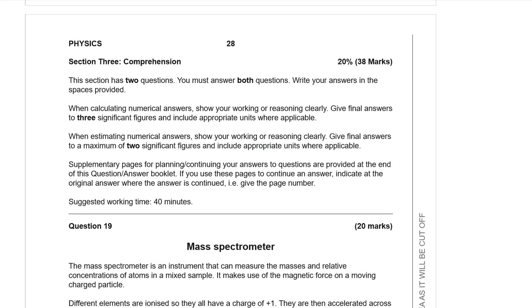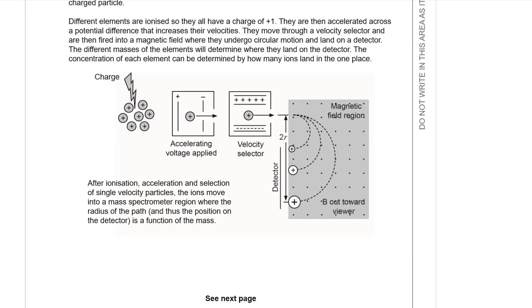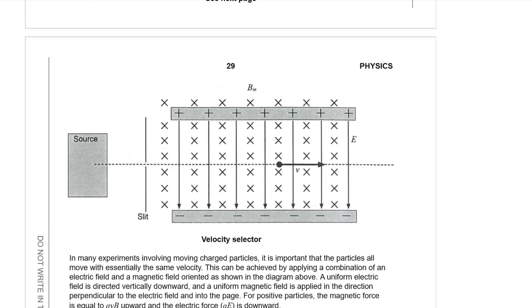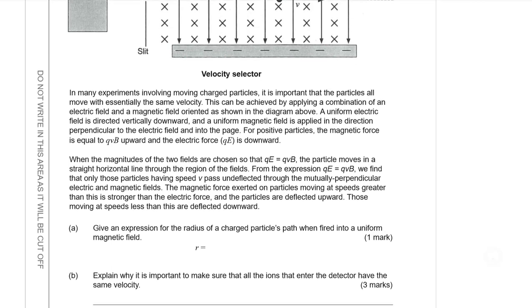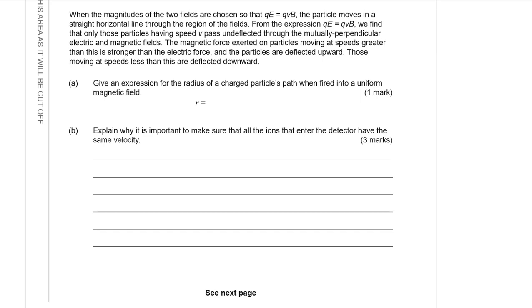Okay, so looking at question 19, the first of the questions in the comprehension, we've got a standard article about mass spectrometry, and we've got a velocity selector and a little bit more about how that works. And then part A is probably the easiest you'll ever come across. Writing an expression for the radius of the charged particle, straight out of your formula sheet, mv on qB.